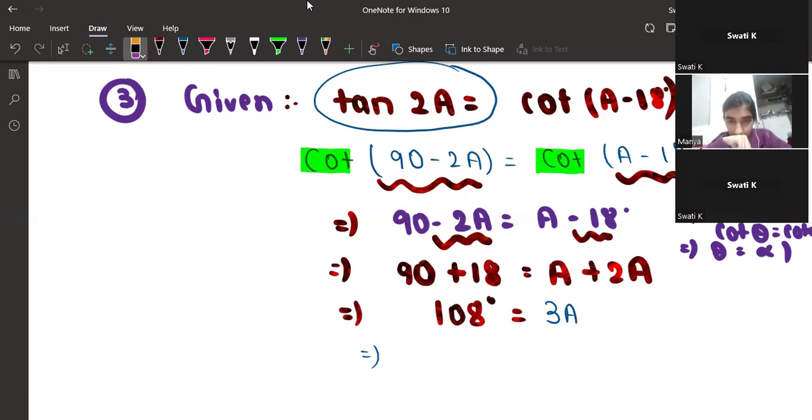Okay, I'm not able to write. I'm not sure why. You can tell me the answer. What is the value of a? 108 by 3. Divide and tell me the answer. Oh, yes, I think I'll be able to write. 108 by 3 is equal to a. I hope there is no doubt in this step, Manya. Okay, so now tell me, what is the value of a?